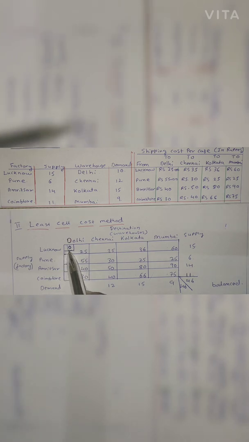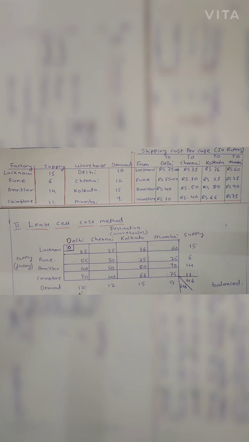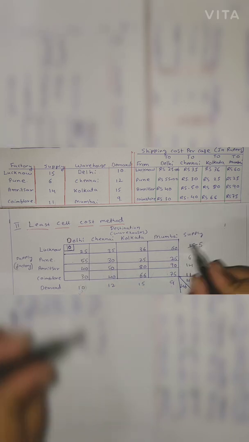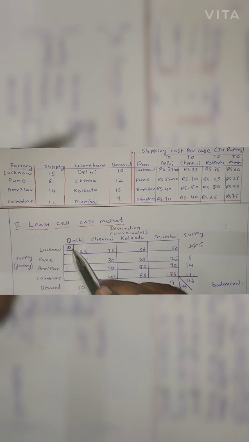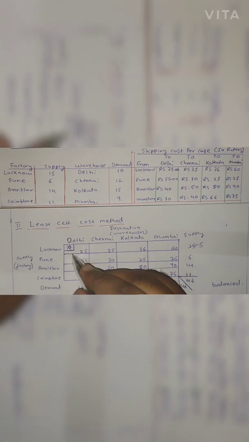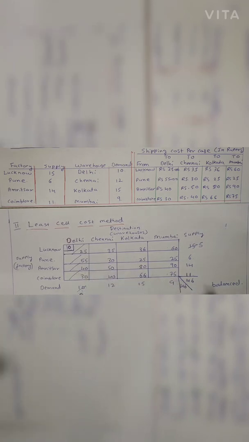Now with the same method, you check the row for the supply and the demand over here. Which is lower, the supply or the demand? The demand is lower, which is 10. So we'll write this lower value, 10, in this box. Then we subtract this value from supply and demand. From supply, 15 minus 10, you get 5. From demand, 10 minus 10, you get 0. Since the demand has become 0, this column will get eliminated.